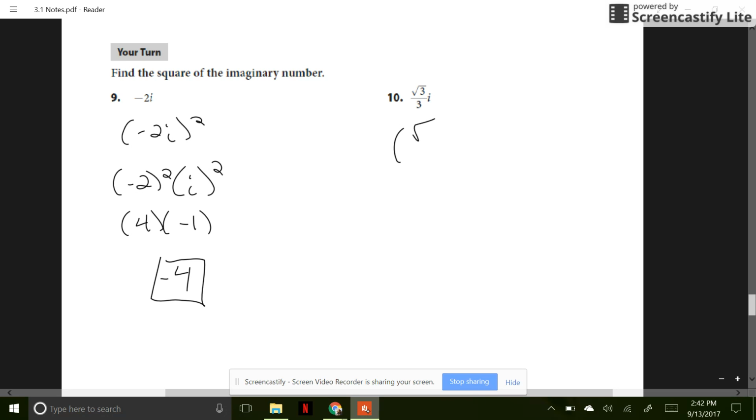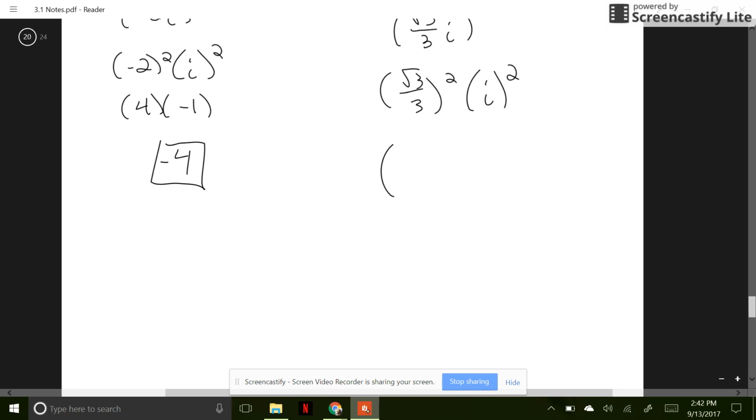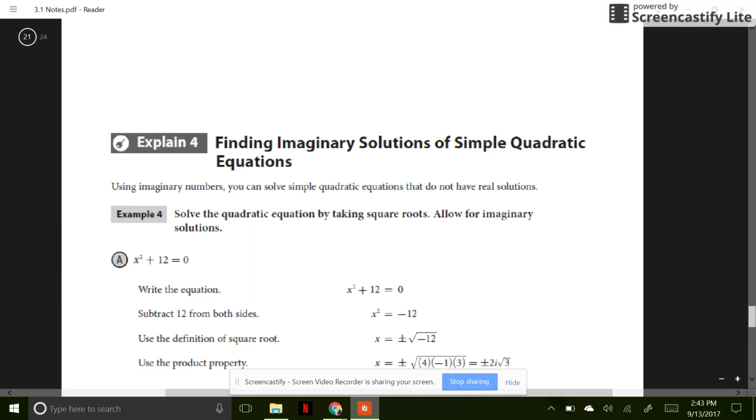Something a little trickier here. We've got (√3 over 3)i, squared. So again, we break this up into (√3 over 3) squared and i squared. For (√3 over 3) squared, we have to square both the numerator and the denominator. √3 squared gets us a +3. In our denominator, we take 3 squared, which gets us 9. i squared, again, is -1. So we can reduce 3 over 9 to 1/3. Multiplying by -1 gets us an answer of -1/3.